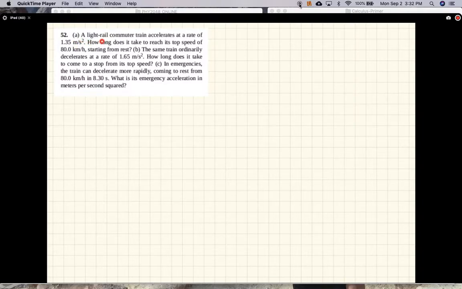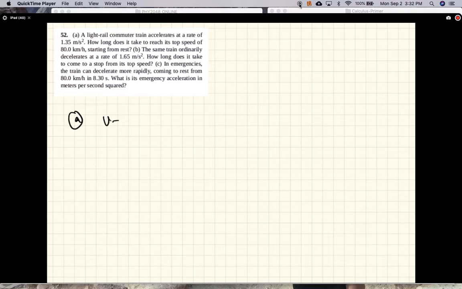Okay, in this problem, a light rail commuter train accelerates at a rate of 1.35 meters per second squared. How long does it take to reach its top speed of 80 kilometers per hour starting from rest? Okay, let's do part A first.